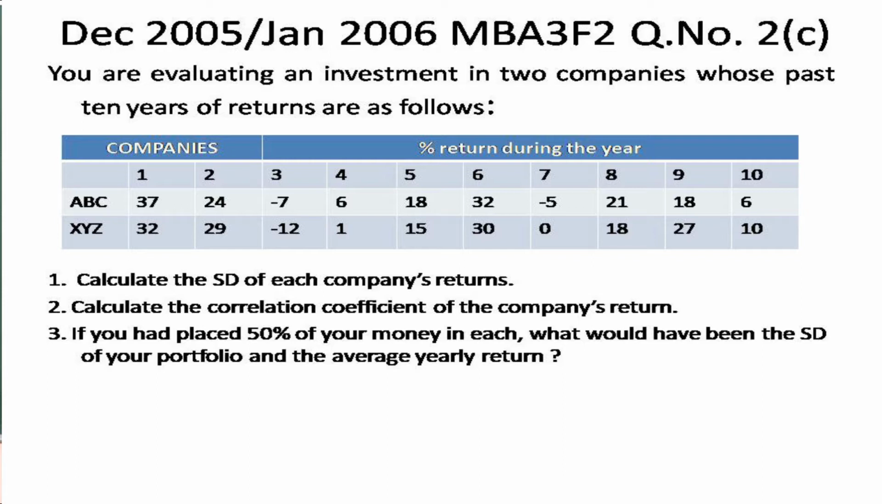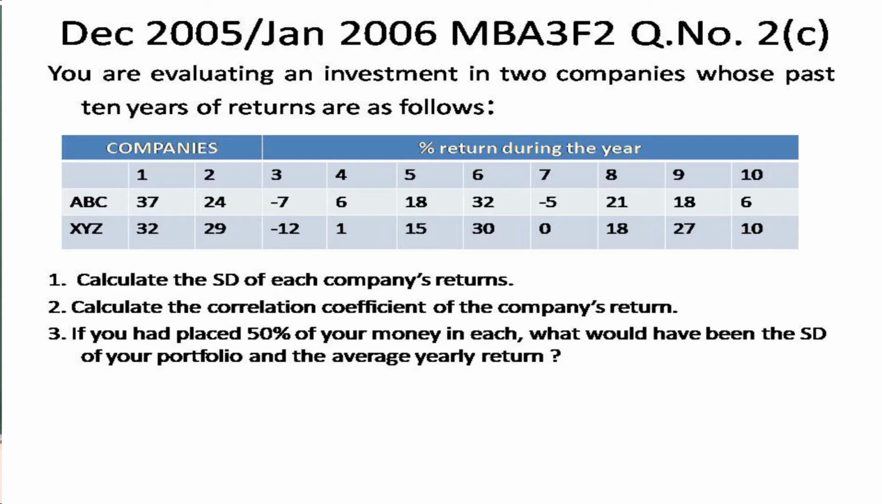And the questions they have asked: first, calculate the standard deviation of each company's return. We have to find out the standard deviation, the risk, of each company's return. And the second one, calculate the correlation coefficient of the companies' returns. So, we have to find out the R value and also the covariance of X and Y.